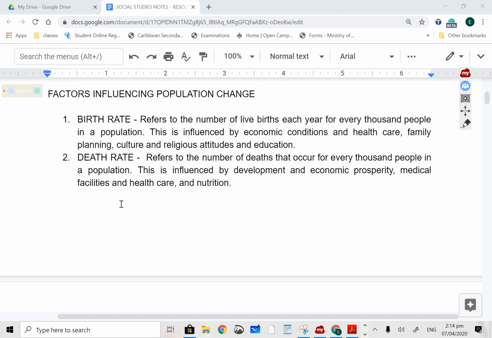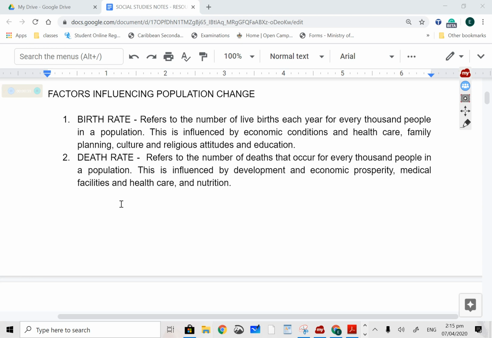a continuation of our last tutorial on resources. We are still focusing on the aspect of human resource, and today we're going to start by looking at factors influencing population change. Now, factors influencing population change would have to do with the increase of population or the decrease of population.